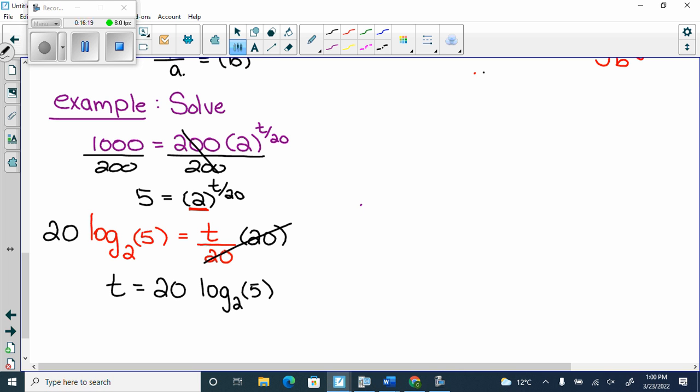If I want to type this in, it's actually on your formula sheet. It tells you if you have log base B of C, you can go log base A of C over log base A of B, A being base 10. Basically, if you have this, the way you can type it into your calculator is if you do this. Watching?